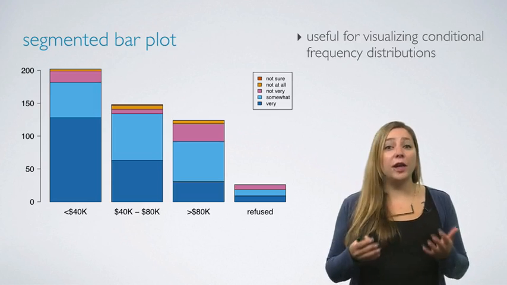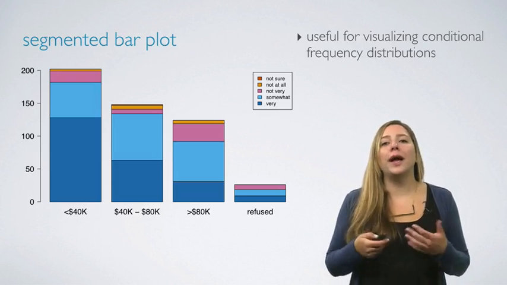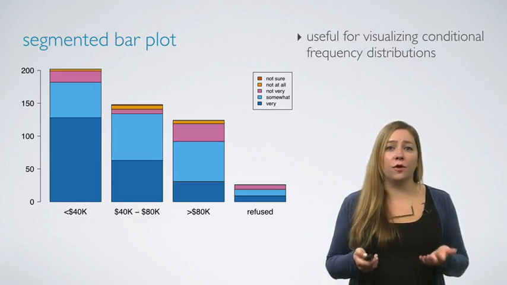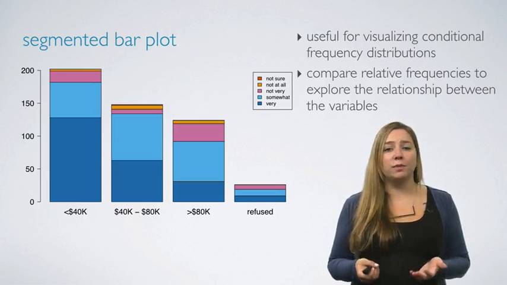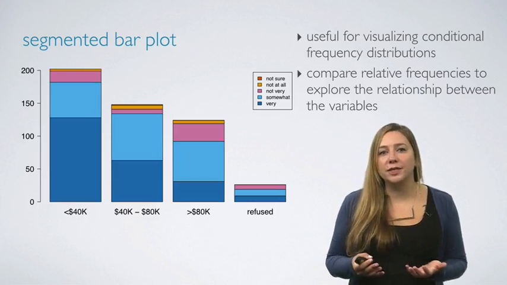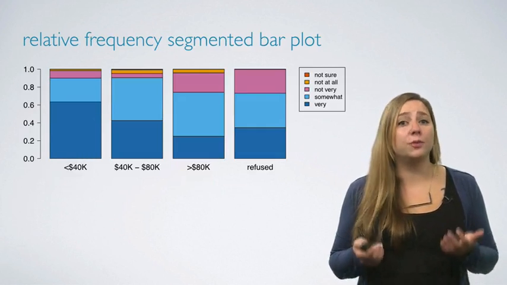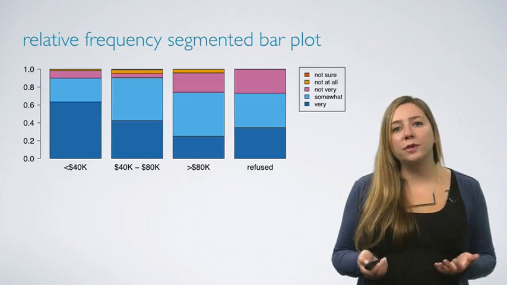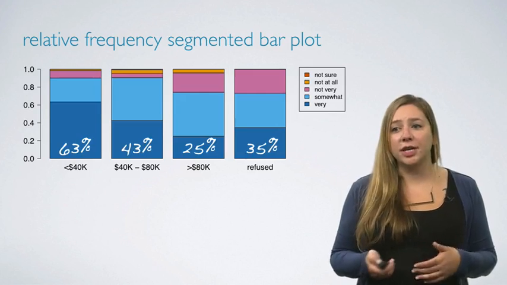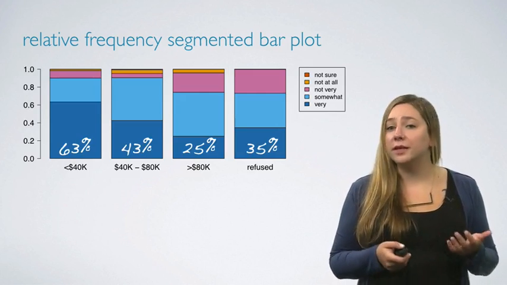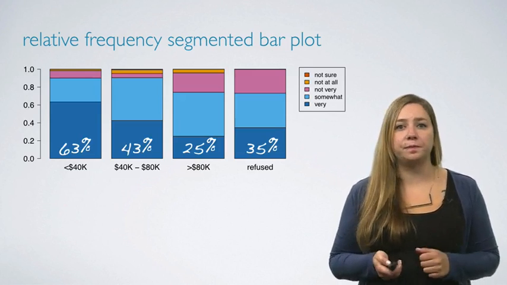Note that these are frequencies, in other words, counts, and not relative frequencies. So while segmented bar plots are useful for visualizing frequency distributions, in order to explore the relationship between these variables, we need a visualization of the relative frequencies. So one alternative is to plot the relative frequencies. This plot basically visualizes the percentages we had calculated earlier, such as 63% of those who make less than $40,000 per year think it's very difficult to save money, etc.